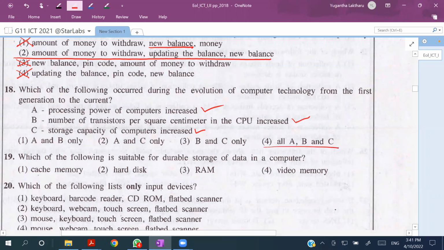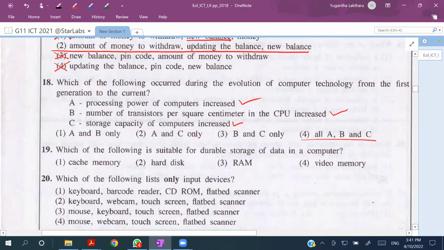19th, which of the following is suitable for durable storage of data in a computer? So durable storage means something that is going to store the data permanently. Cache memory will erase the data when the power is disconnected. RAM goes the same way. Video memory goes the same way. Answer is going to be the hard disk, which indicates a permanent storage, right?